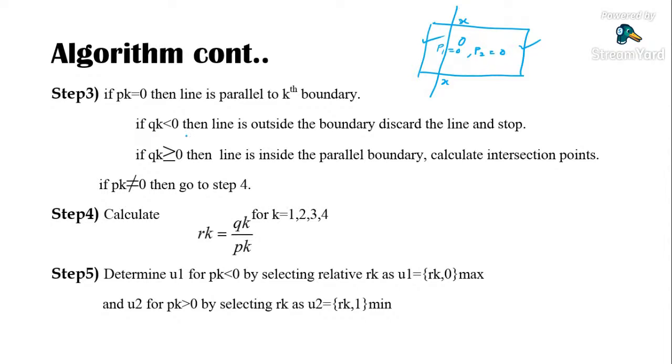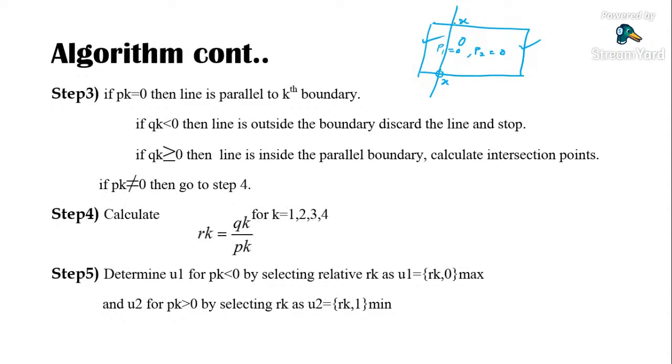If q of k is less than 0, then the line is outside the boundary. You have to discard the line and stop. In case of a parallel line, if q of k is less than 0, then the line is outside. You have to discard the line and stop. If not, if q of k is greater than 0, then the line is inside the parallel boundary and you calculate the intersection points. Suppose q of k is greater than or equal to 0, then how to find the intersection points?